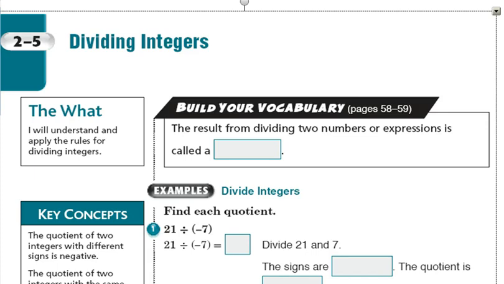So we're here on 2.5. We're dividing integers. The result from dividing two numbers or an expression is called a quotient. And we've looked at quotients before when we were simplifying expressions. Quotient. So, similar to multiplying integers, dividing integers, remember integers is just a set of numbers, dividing integers basically has the same rules.